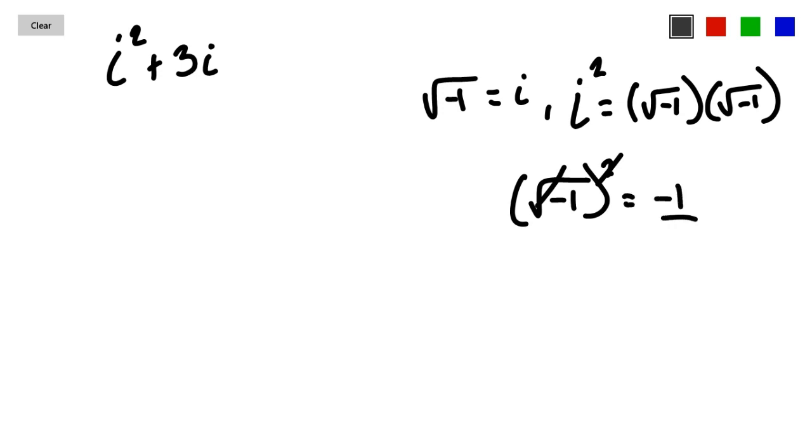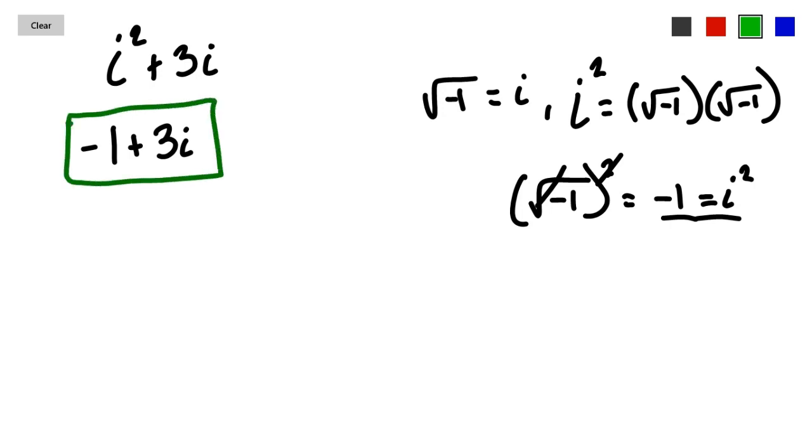So i squared gives you negative 1, and this is very interesting because if you square the complex part of the number, you end up getting a real number back. So I know that i squared is just negative 1, so I have negative 1 plus 3i. Now I can't do anything with the 3i, it's already in its standard form, so this is all I'm left with. Alright, I'll go through one more of these.